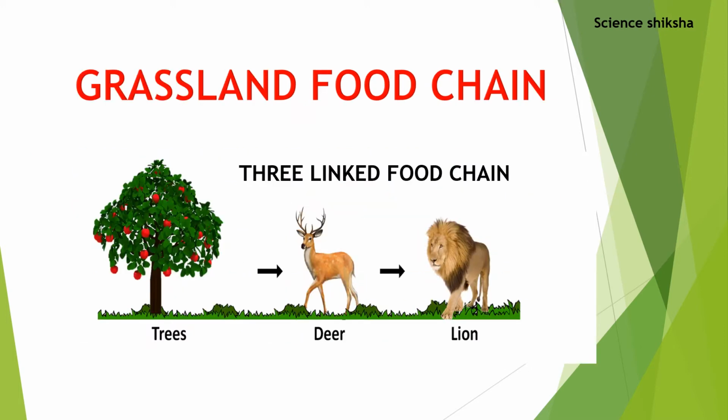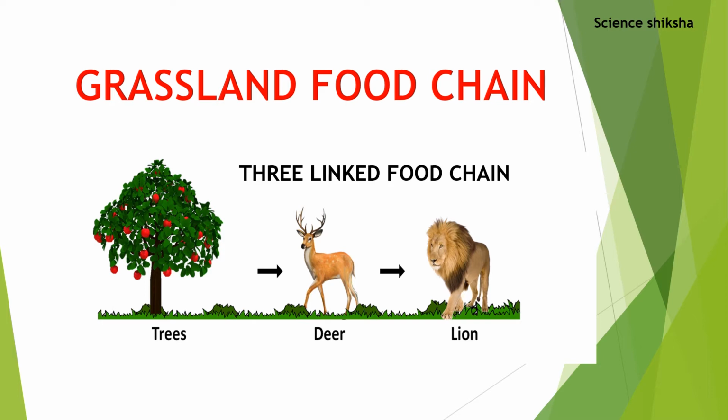This can be explained by taking the example of a simple food chain operating in a grassland or forest. In a grassland or forest, there is a lot of grass or green plants. These green plants are eaten up by animals like deer, and this deer is then consumed by a lion.